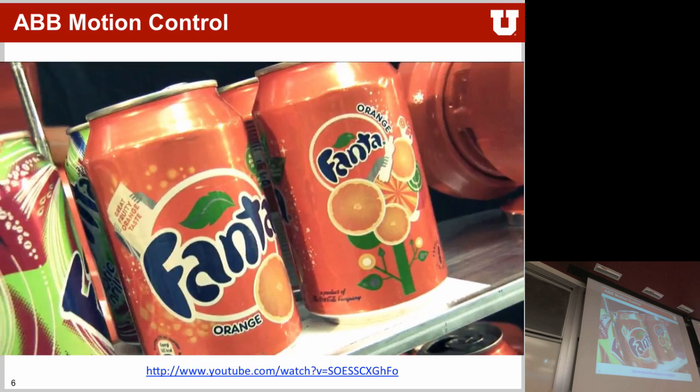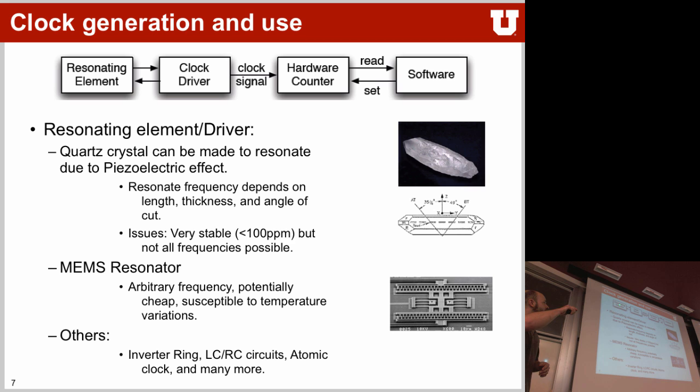Okay, so how do we generate clocks? Well, we have some sort of resonating element. It can be a quartz crystal, a MEMS resonator, or many other things. You can have an inverter ring, right? If you have an inverter and you take its output and hook it up to its input, what will happen? It's an inverter, where the output is always the inverse of the input.